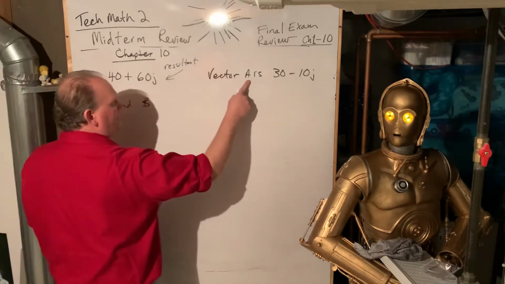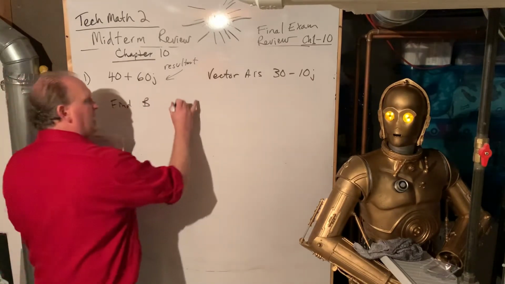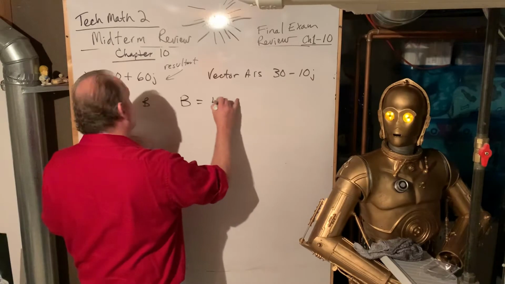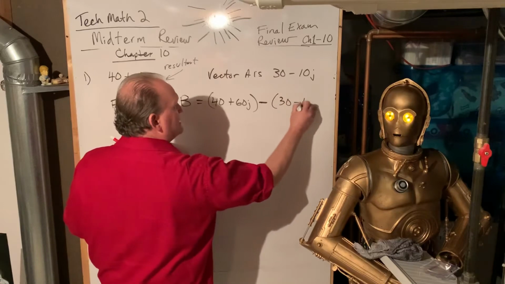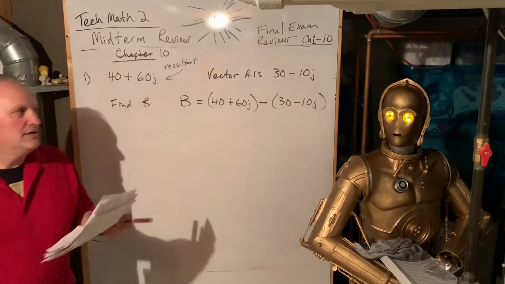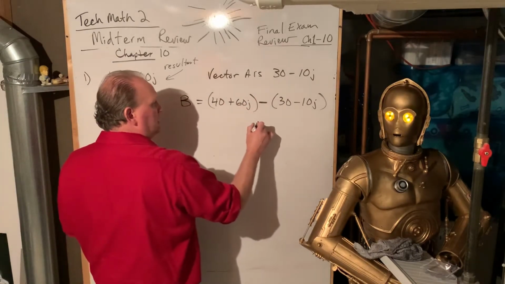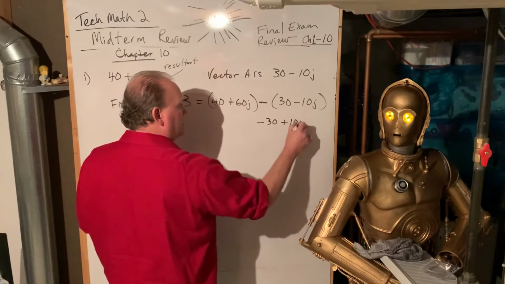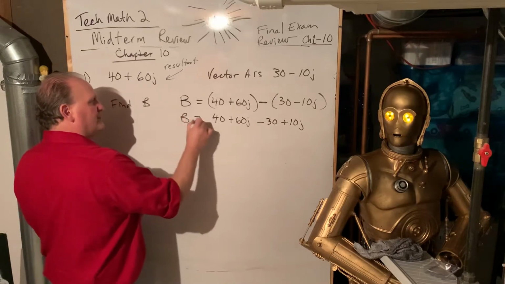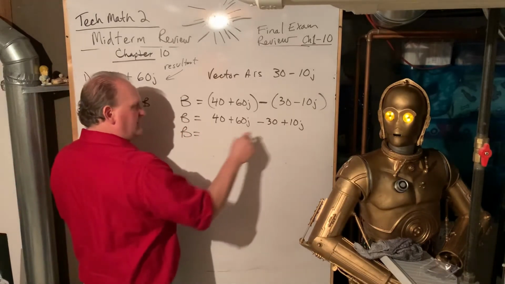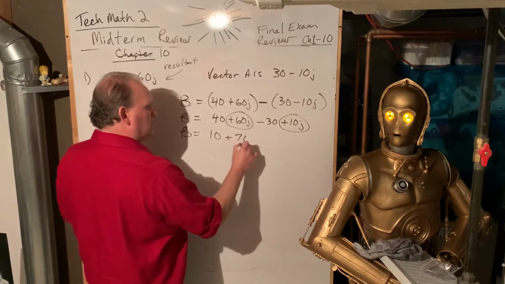So if I take vector A plus vector B, I get this answer. So if I want to find vector B, then that would be the 40 plus 60j minus the 30 minus 10j. And so you have to remember to put that in parentheses. We're going to subtract each one of those off. And so it's minus 30 plus 10j and 40 plus 60j. And now it's just combining like terms. So 40 and negative 30 is 10, and 60 and 10 is 70.